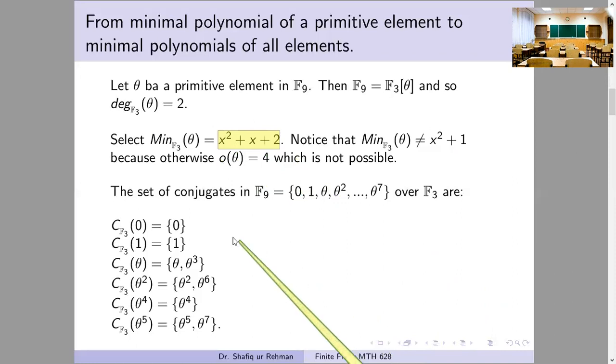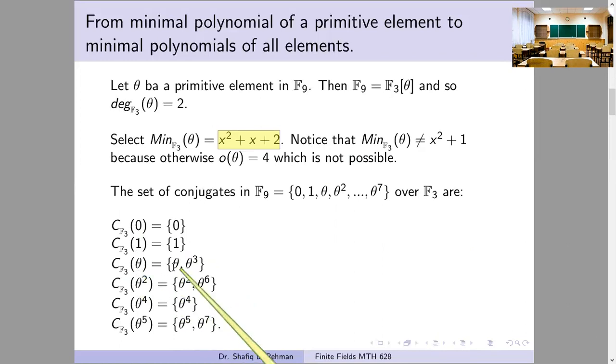First of all, we will find all the sets of conjugates. The conjugate of 0 will be only 0. The conjugate of 1 is only one element, that is 1. What are the conjugates of theta? That will be theta and theta^3.